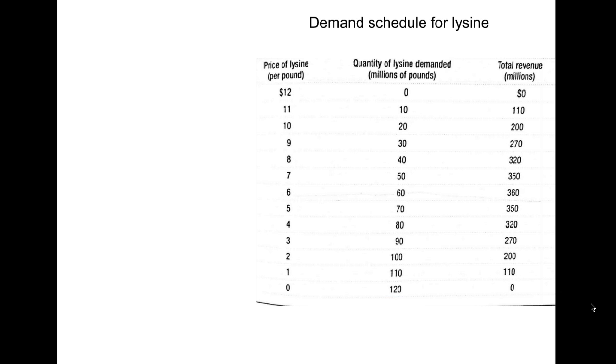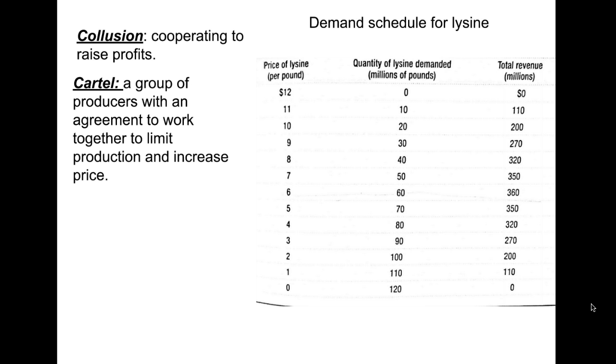One possibility is that the two companies will engage in something called collusion. Collusion is where the companies will cooperate to raise their joint profits. The strongest form of collusion is called a cartel, and that's a group of producers with an agreement to work together to limit output and increase price, and therefore increase profit.